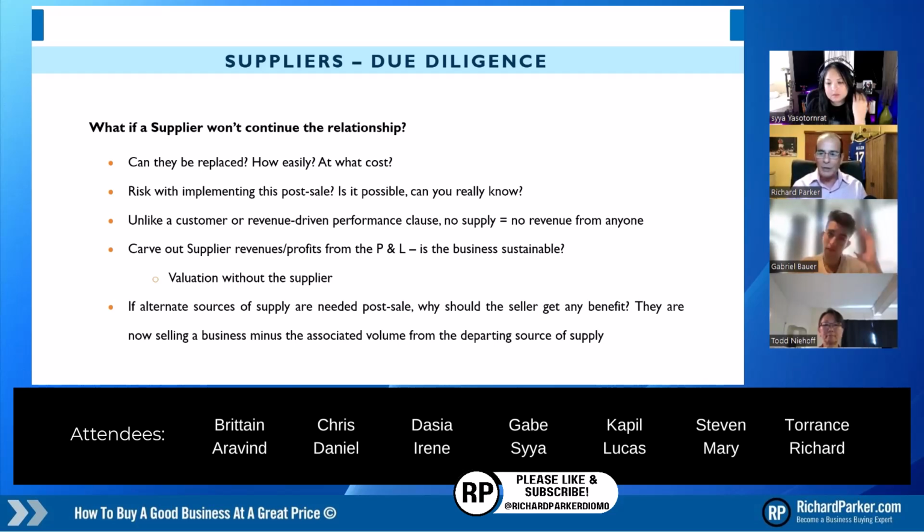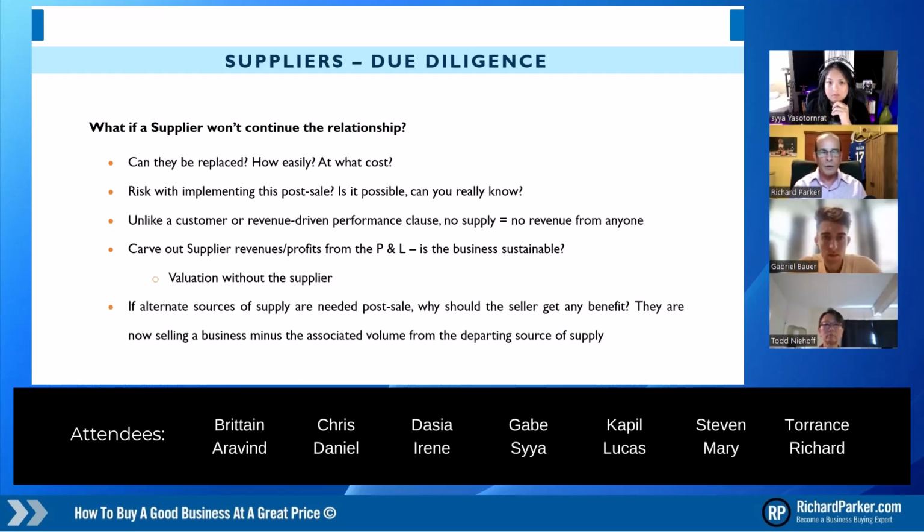Unlike customer or revenue-driven performance, for example, if you have some customer concentration and you have a performance clause with the seller, understand that a supplier is a different animal. If you don't have supply, you don't have revenue. So you don't have to worry about the customers. Don't underestimate the importance of the suppliers in the business, because if they turn off the tap, you're potentially out of business.